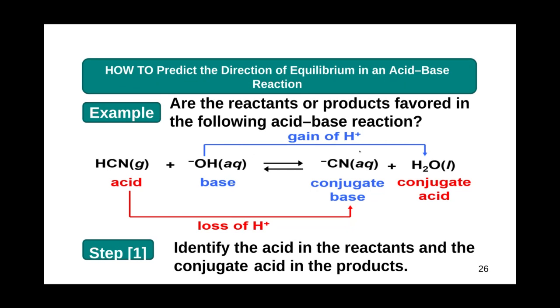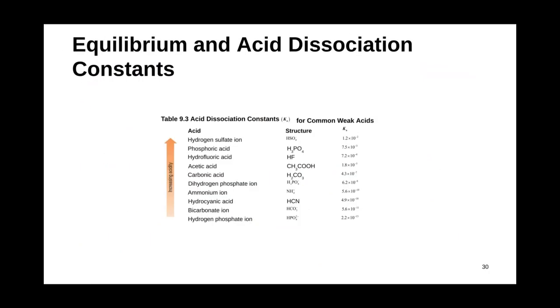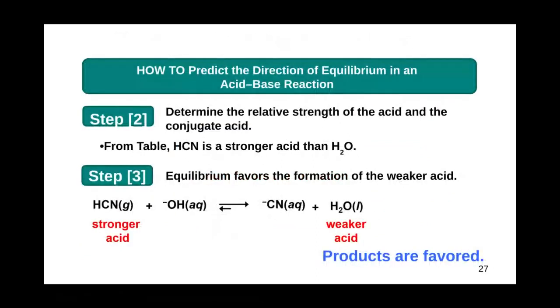Now, in this case, we have to identify the acid in the reactants and the conjugate acid in the products, which this figure has already done for us, and I just said. Our next step is to determine the relative strength of the acid and the conjugate acid. So I have a little handy table here. There are also tables in your textbook. They exist on the internet, and we have that little scale I showed you on a previous slide. We can see that HCN is a stronger acid than H2O. So in this case, we have the stronger acid on the left side, weaker acid on the right side.